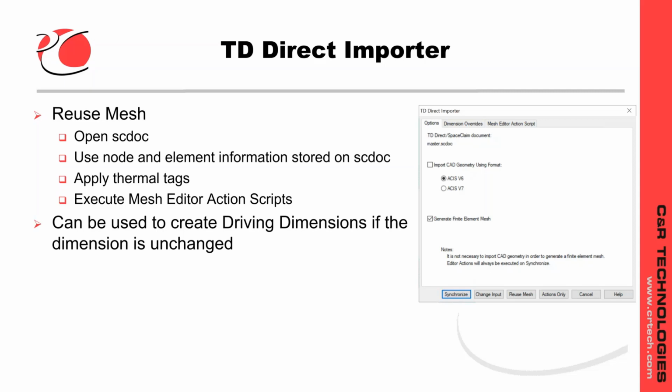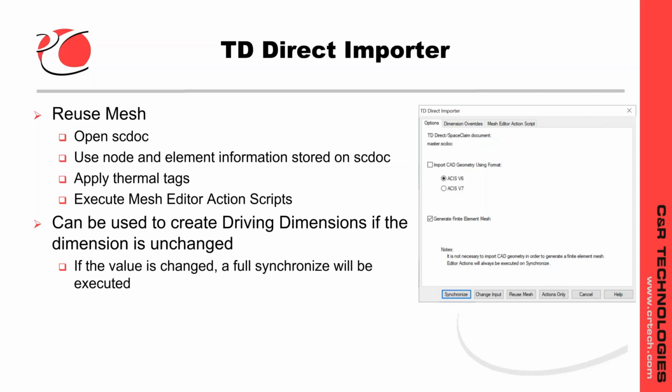You can also use this to create a driving dimension as long as the dimension's unchanged. In other words, if you have a hole with a radius of 5 and you set that to a symbol, which is a value of 5, you don't need to remesh because it'll be the same thing. But if you do change the value as you create the driving dimensions, then you would have to do a full synchronize.